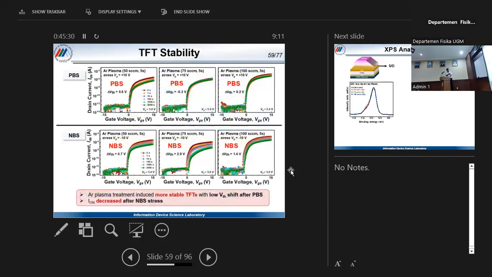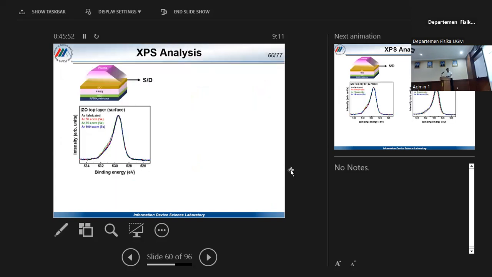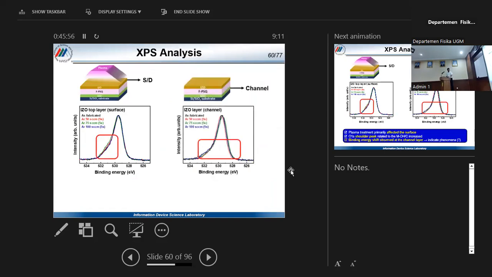So as you can see here, when we apply positive voltage for up to 10,000 seconds or more than 3 hours, it doesn't change much. But we are still hard at work to improve the negative bias stress. So this stress is when we apply a negative voltage. So there's still more work that needs to be done. So we found, I think I will skip this because there's, okay.